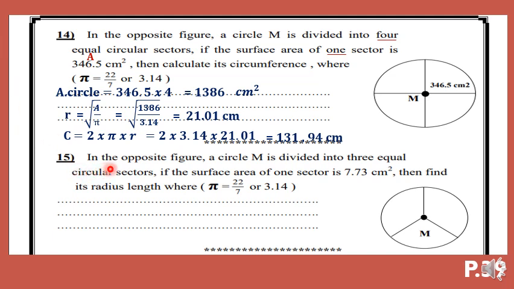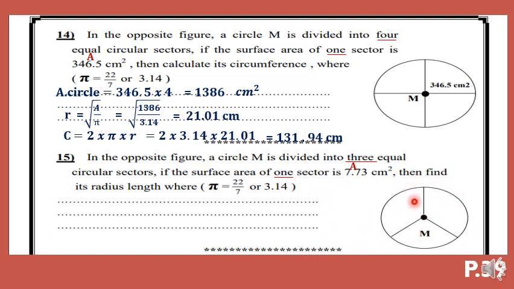Number 15. In the opposite figure, a circle M is divided into 3 equal circular sectors. If the surface area of one sector is 7.73 square centimeters, then find its radius length, where pi equals 22 over 7 or 3.14. Can I find the radius length given the area of only one sector of the circle? No, I must find the area of the whole circle.